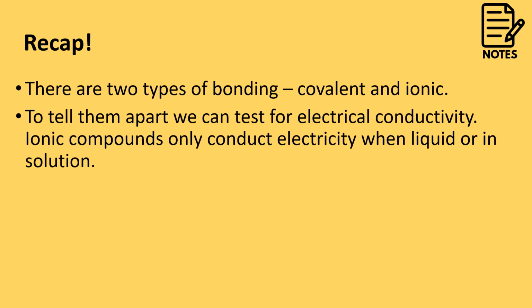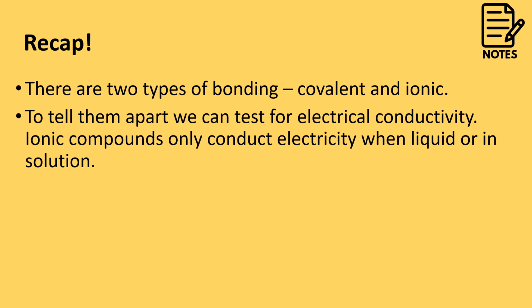In order to tell them apart, we can test for electrical conductivity. That's the only thing that will tell you whether something is ionic or whether it's covalent. Ionic compounds only conduct electricity when in liquid or in solution. Okay, they do not conduct electricity as a solid, and our covalent compounds never conduct electricity. Now, earlier in the topic, we've learned that usually covalent will be only non-metals, and usually ionic will be a metal and a non-metal. And that's a really good rule of thumb, because 99% of the time that's true.